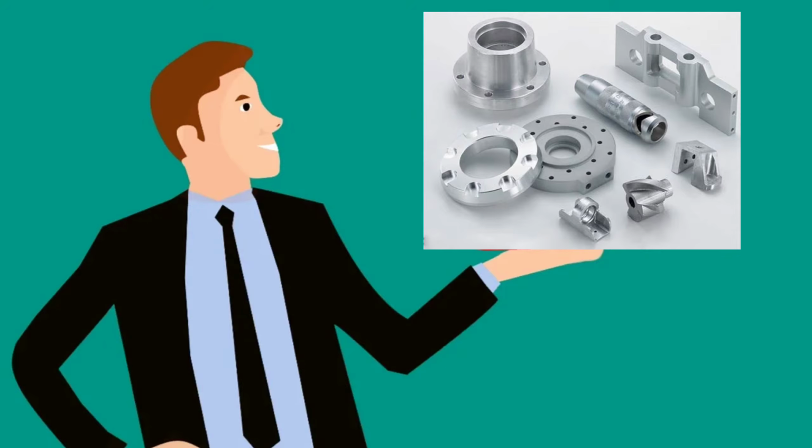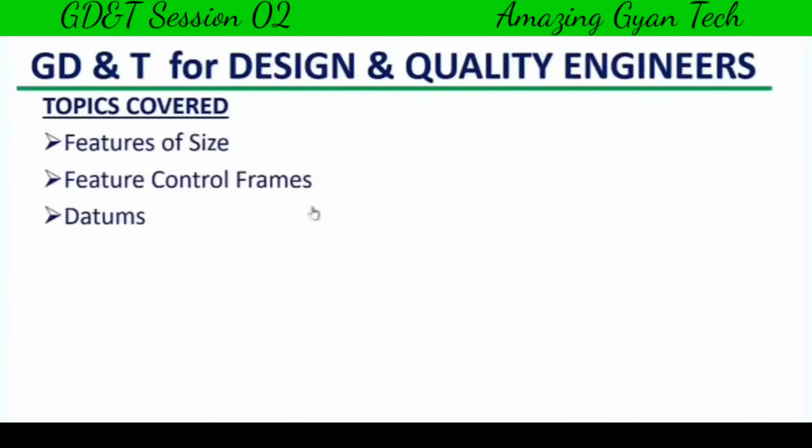In this session, we will cover the following topics. Features of size, feature control frames. These are the feature control frames as represented in the drawing, and how we are going to use them. Datums and datum feature symbol, which means how the datums are represented in the drawing.